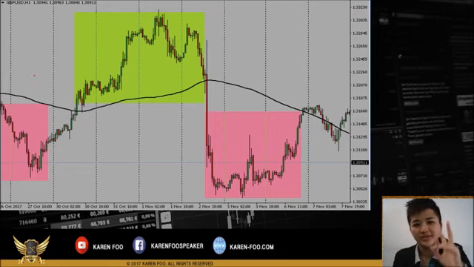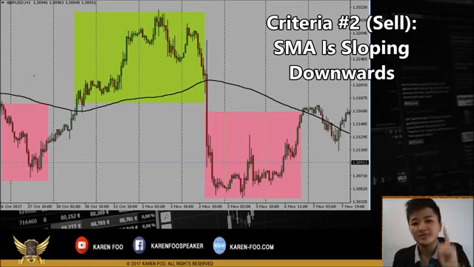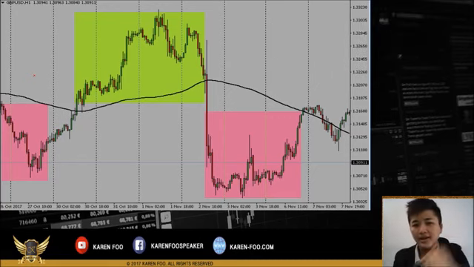And the second criteria that you need to make sure is that the slope of the moving average is going downwards. Okay, it's going downwards. So in this case, if you look at the slope, it is going downwards. It looks bearish. Okay, so it's only when these two conditions are fulfilled, then can you safely say that, okay, I'm trading in a bearish market. So this means that over here, you can potentially make a sell trade.